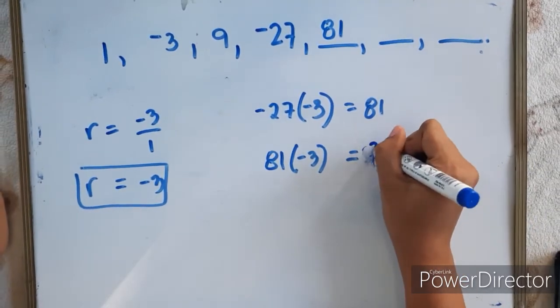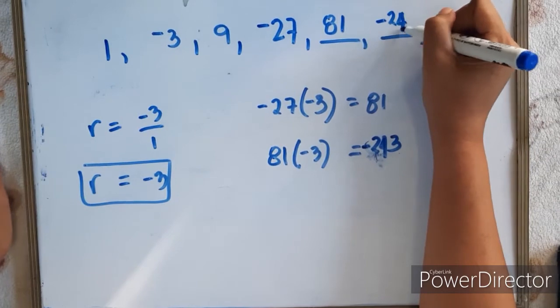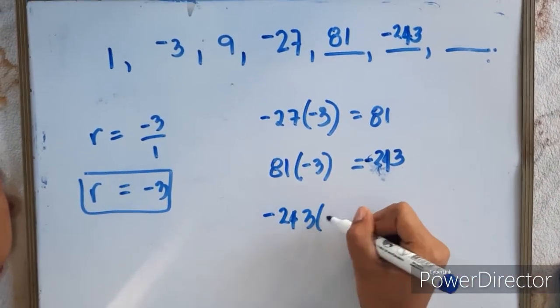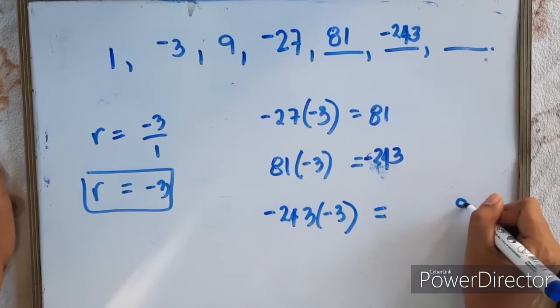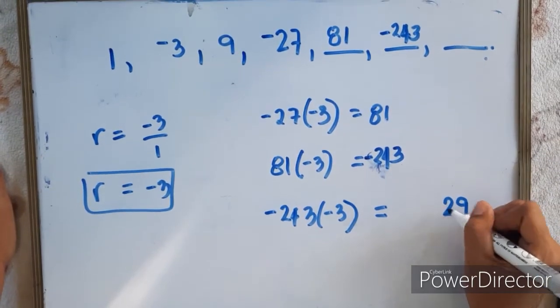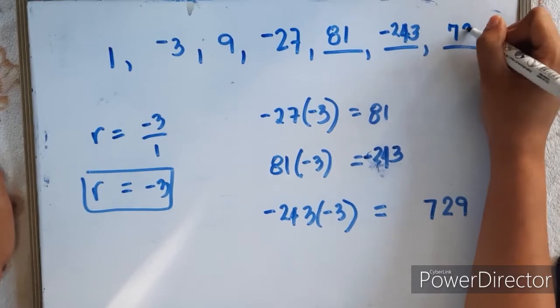So this 81 now will be multiplied again by negative 3 to get the next term. So we have negative 243. And negative 243 multiplied by negative 3 is equal to positive 729.